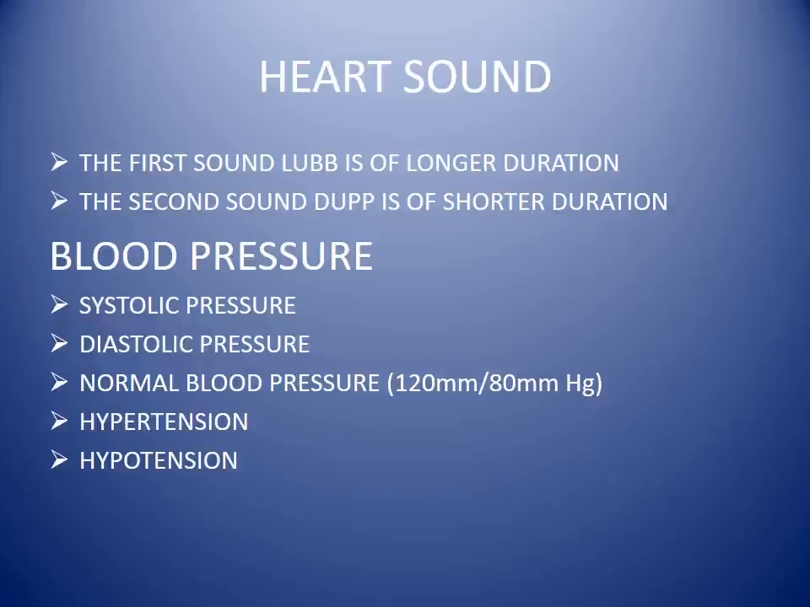Next, in a healthy adult during normal resting condition, systolic and diastolic blood pressure is expressed as 120 mm per 80 mm Hg. It is a normal blood pressure. 120 mm per 80 mm Hg, a normal blood pressure.